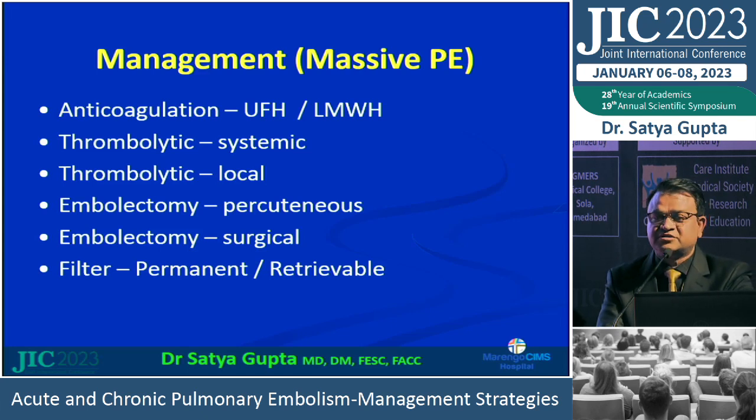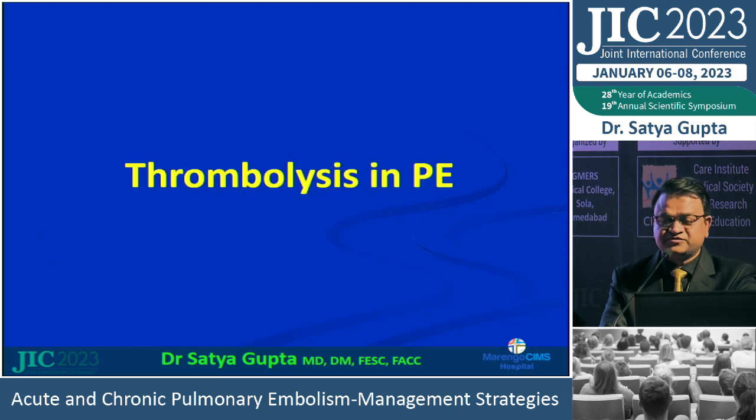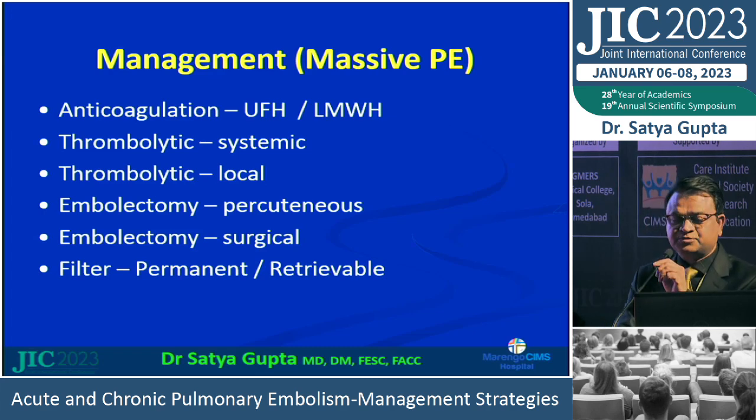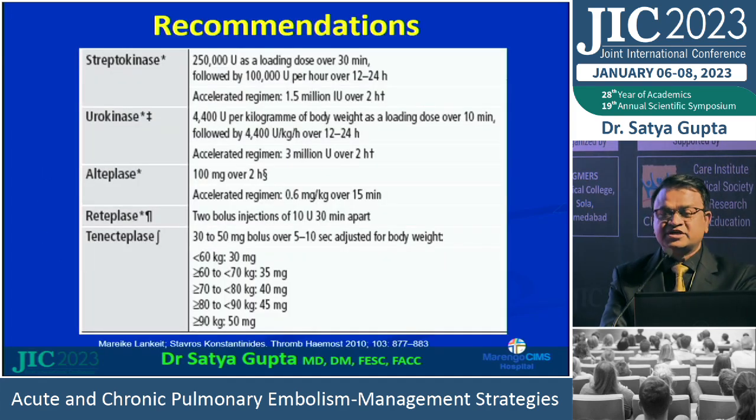Give anticoagulation like unfractionated heparin; low molecular weight heparin we can give; thrombolysis we can give, and in some patients even local thrombolysis. Embolectomy we can also do, but only in selected patients. There is a list of all the thrombolysis agents available, but in the current era we mostly thrombolyze these patients with either alteplase or tenecteplase, and both are very easily available in all pharmacies.